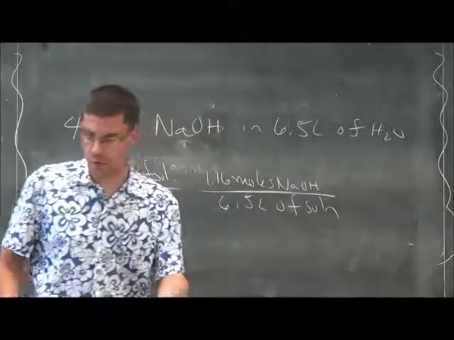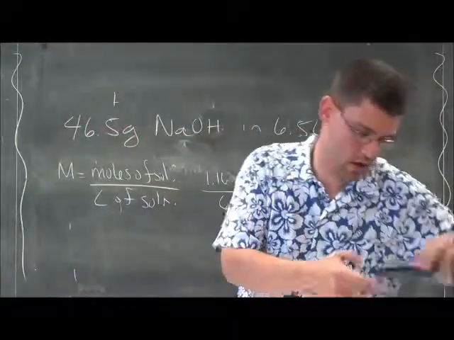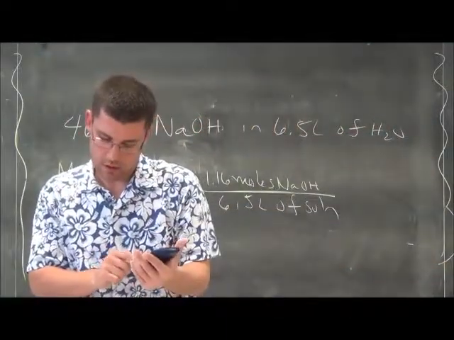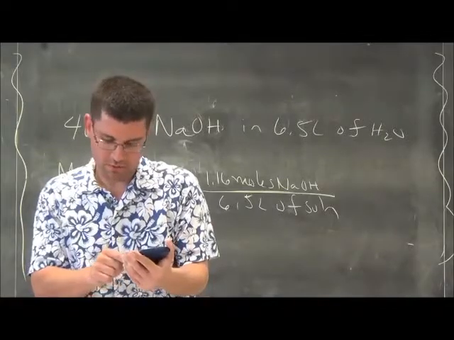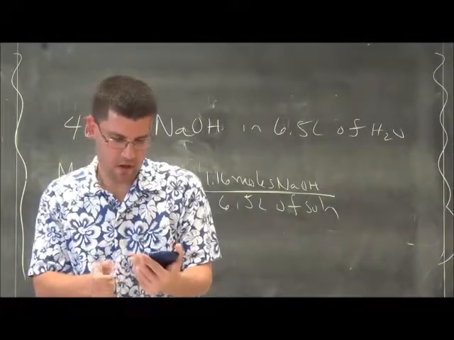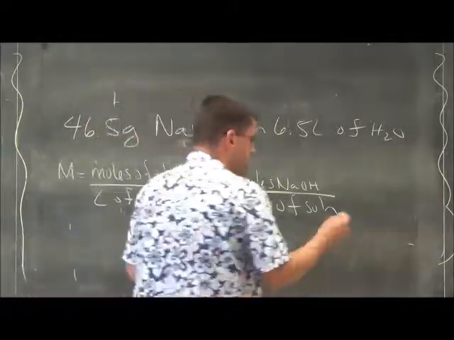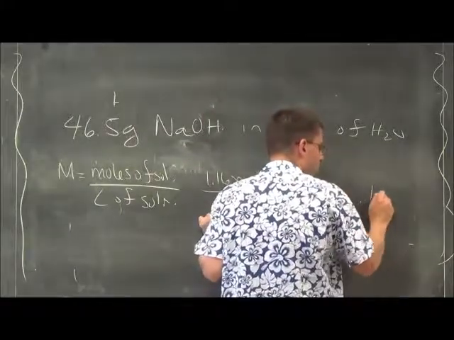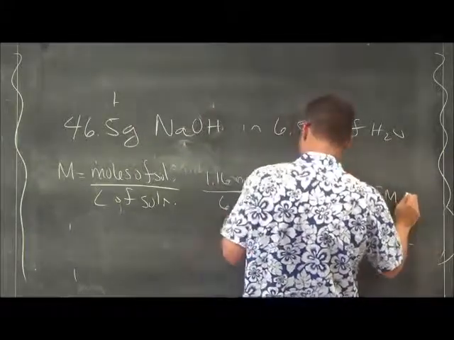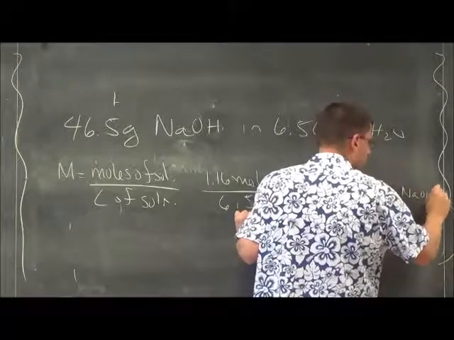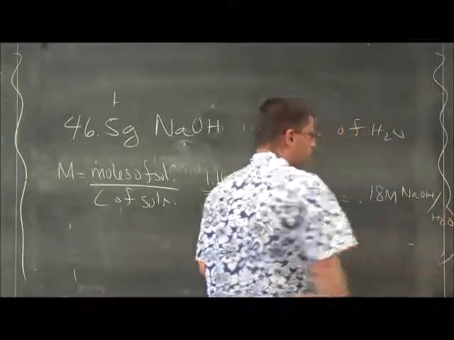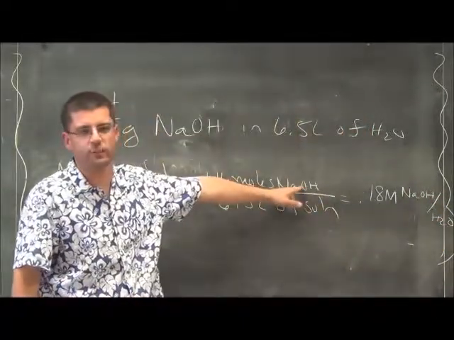gives me a molar mass, or excuse me, a molarity of, let me double check that. 1.16 divided by 6.5. 0.17 or 0.18 gives me 0.18 molar of NaOH in water. And you're going to learn that this is sodium hydroxide, that is a base.